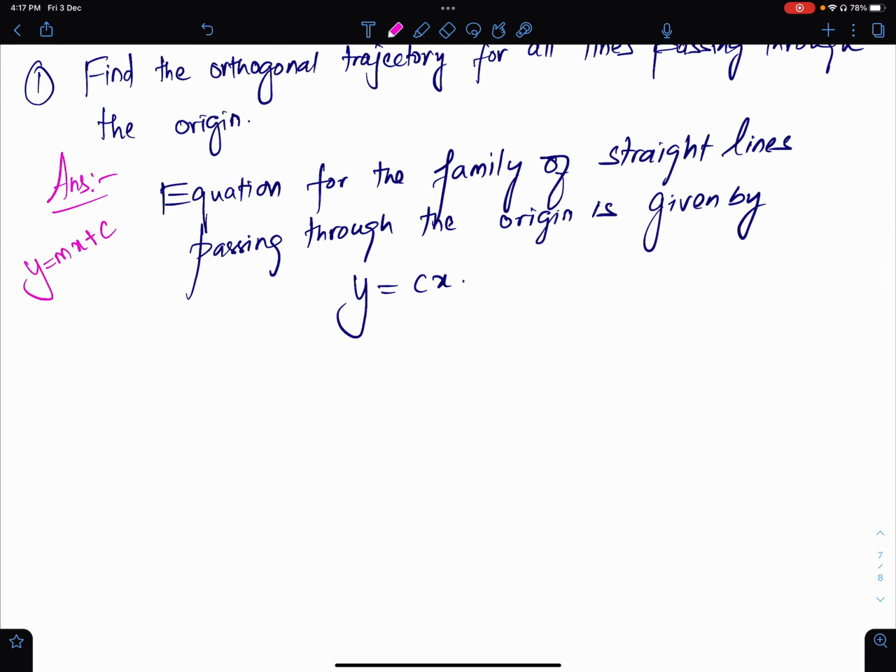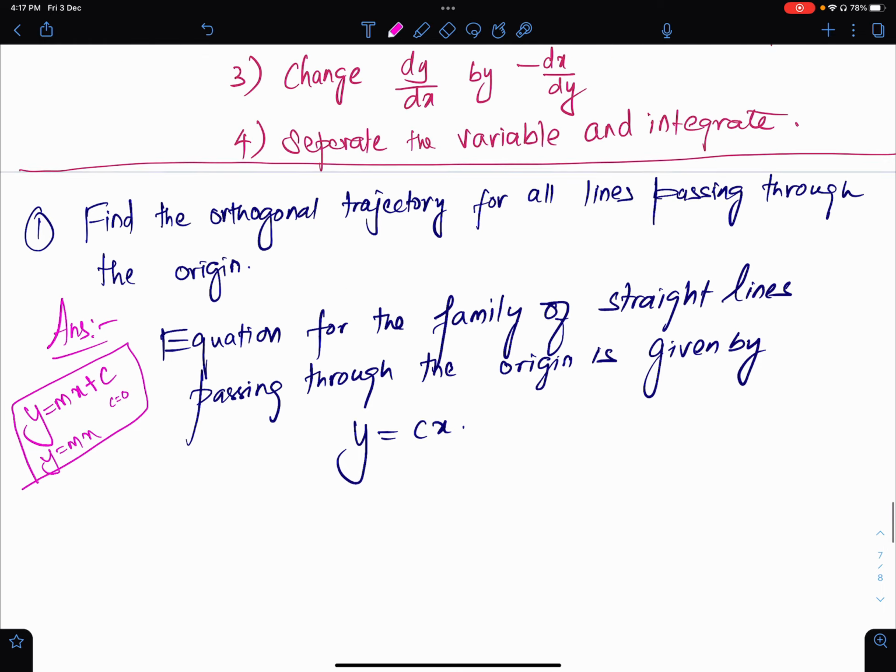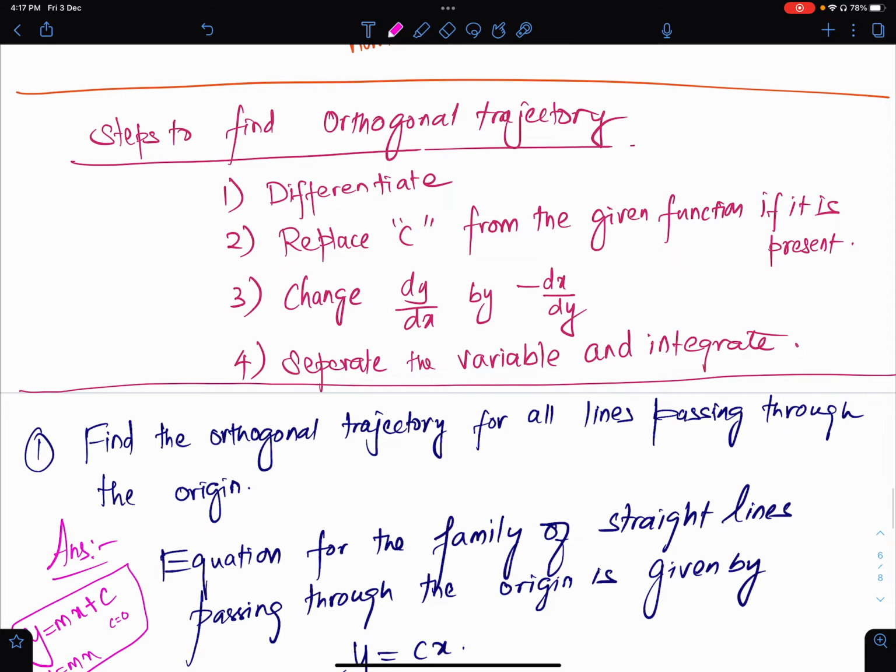But if I make c as 0, what do you get? y equal to mx. But in the place of m, I put a c here. So the general form of the equation of a straight line is y equal to mx, but here I have written y as cx.